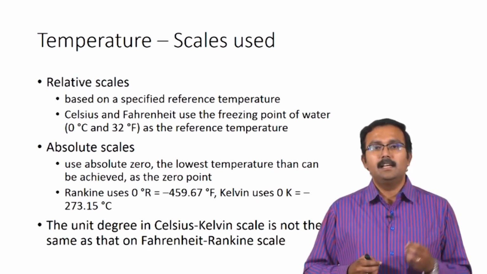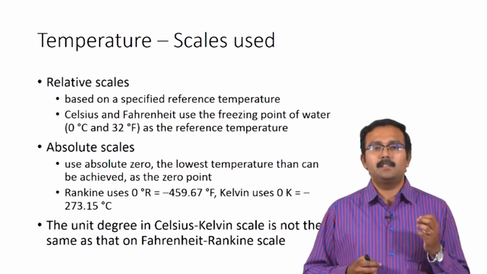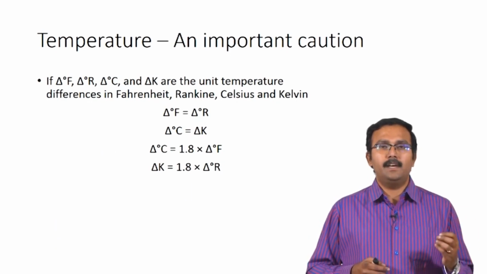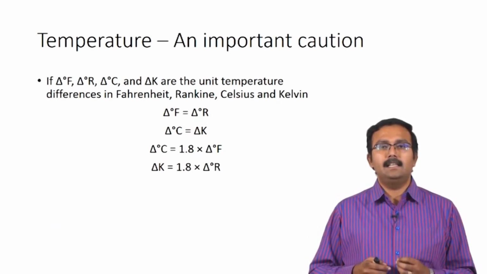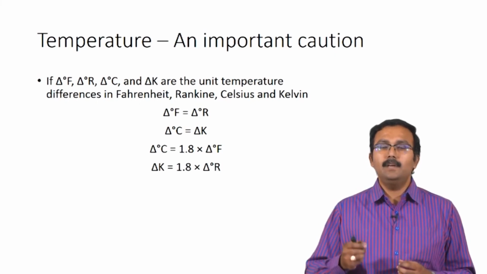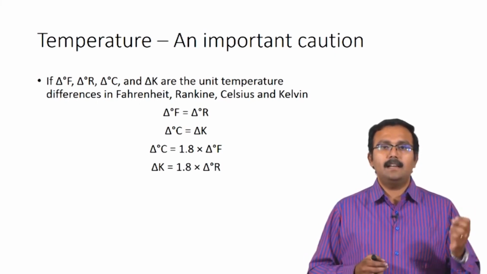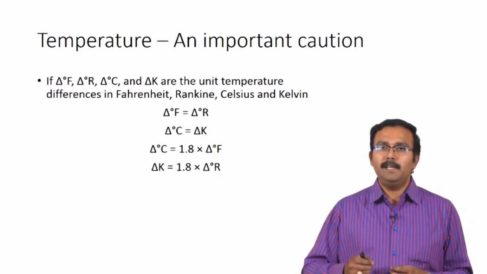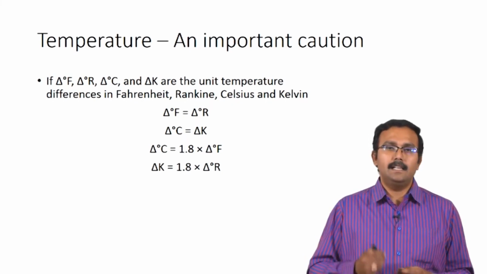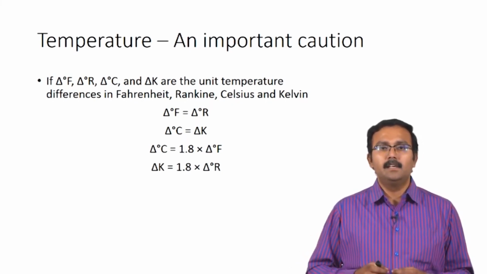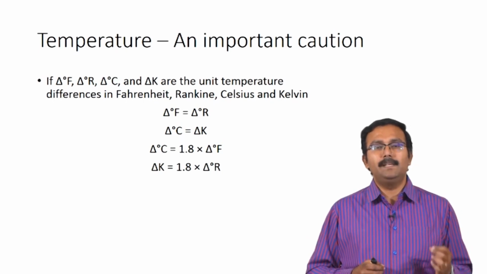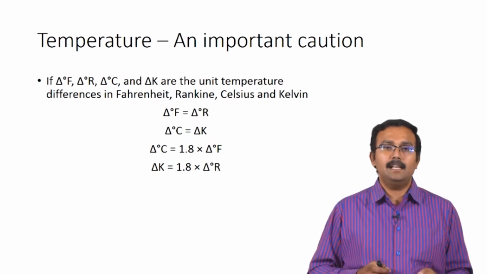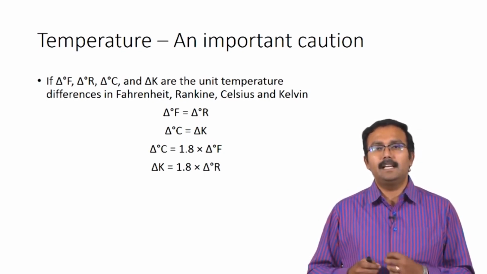We need to also understand that the term degree, which is 1 unit degree in a Celsius and Kelvin scale, is not the same as the degree which is referred to in Fahrenheit and Rankine scale. If you were to use delta degree Fahrenheit, delta degree Rankine, delta degree Celsius and delta Kelvin as the unit for temperature differences, then delta degree Fahrenheit will be equal to delta degree Rankine, delta degree Celsius will be equal to delta Kelvin, but delta degree Celsius will be equal to 1.8 times delta degree Fahrenheit, and delta Kelvin will be equal to 1.8 times delta degree Rankine.